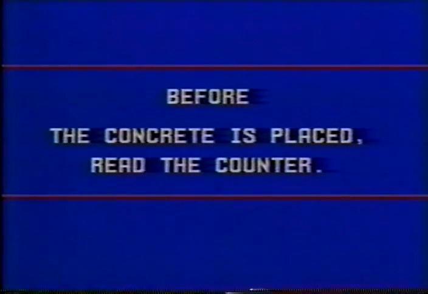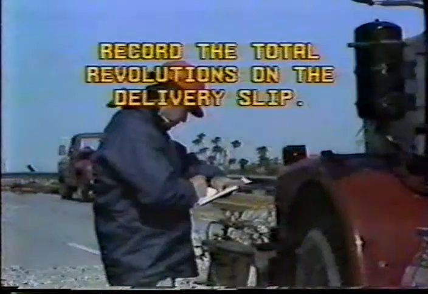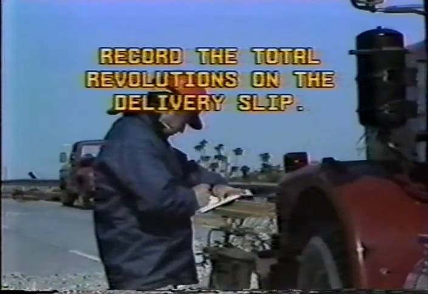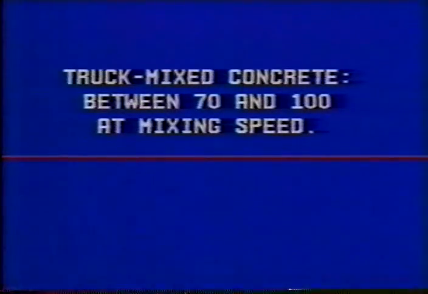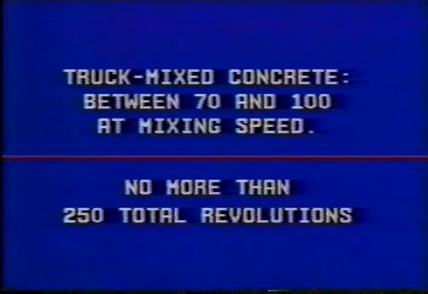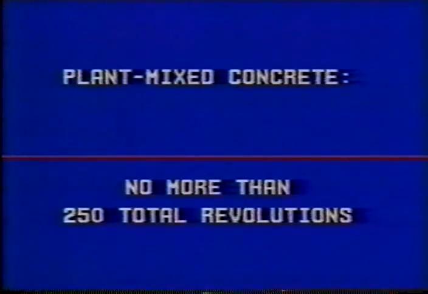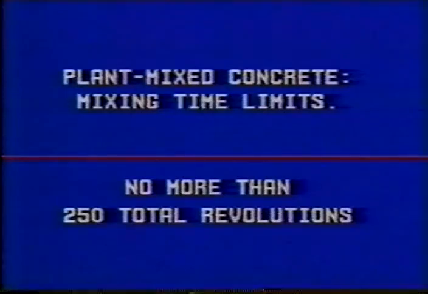Before the concrete is placed, read the counter, and read it again at the completion of the discharge. Then record the total revolutions on the delivery slip. If it's truck mixed concrete, it has to be mixed between 70 and 100 revolutions at mixing speed, and no more than 250 total revolutions, counting both mixing and agitating revolutions. If it's plant mixed concrete, there are mixing time limits for the central mixer. But the same 250 total revolutions limit applies for the hauling units, whether they're truck mixers or agitators.